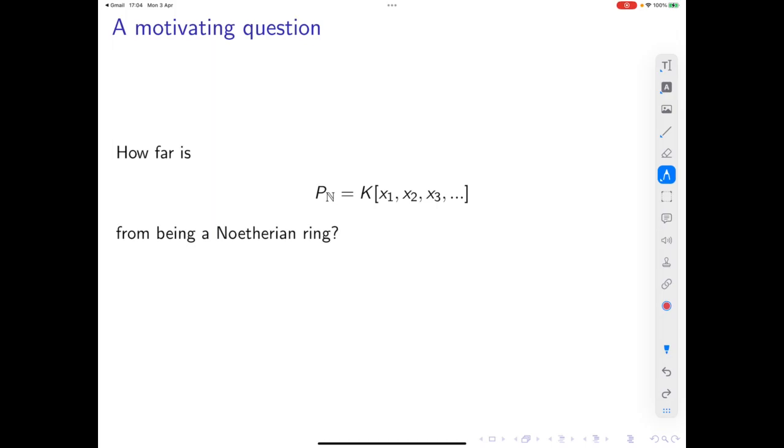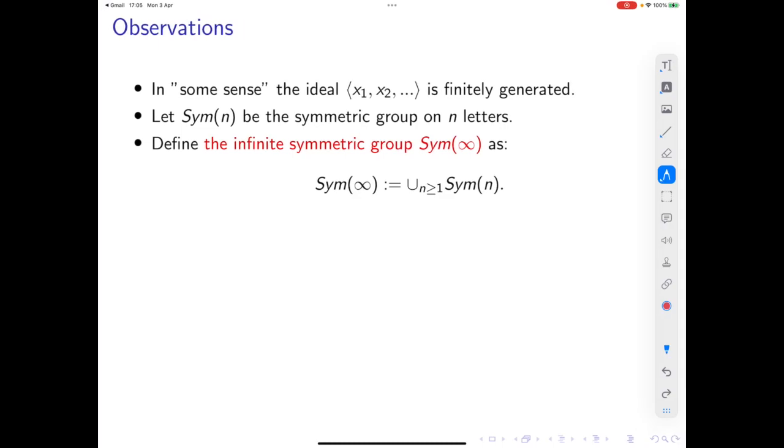A motivating question could be: how far is this ring from being a Noetherian ring? And its answer is given by Noetherianity up to Symmetry. In the next few slides, we will see what we mean by Noetherianity up to Symmetry.